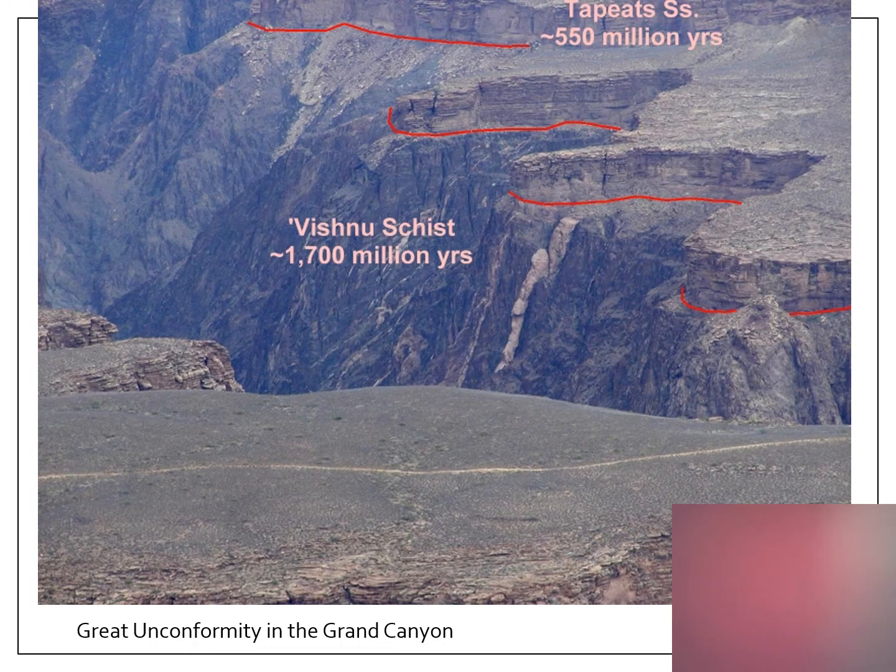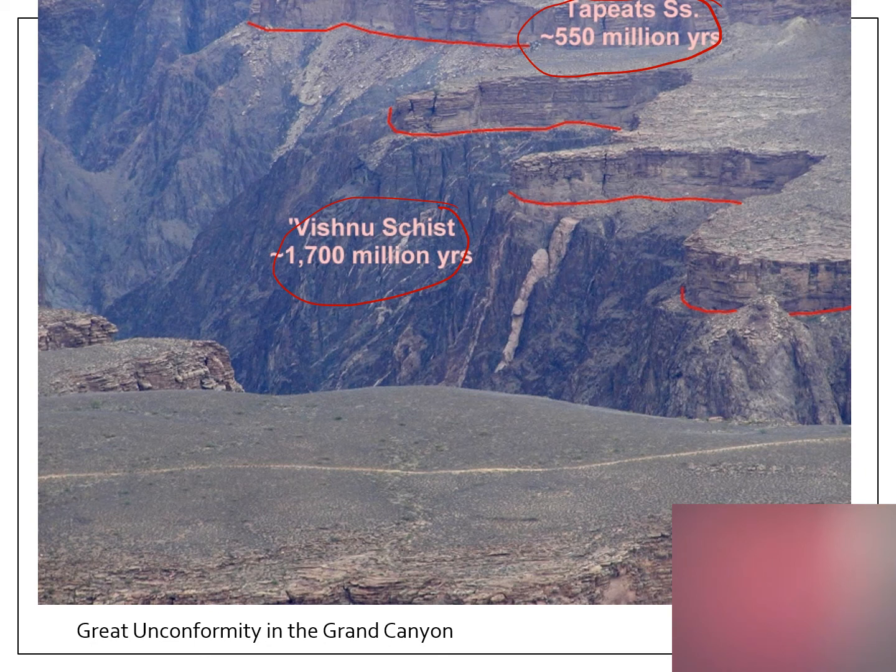Okay, so this is Grand Canyon. This is the Vishnu schist in the Grand Canyon. It's about 1,700 million years old, or 1.7 billion years old. And deposited right on top of this is the Tapeats sandstone, which is 550 million years old. Okay, what do we got going on here?